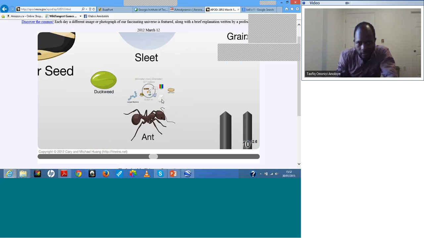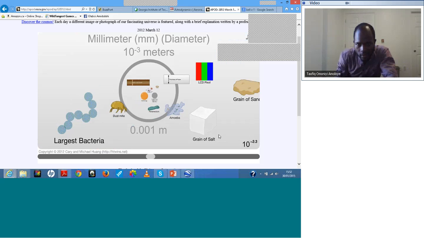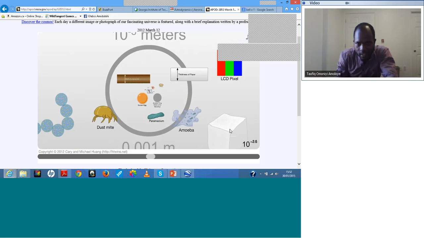Over there is a grain of salt. As you feel, salt is just in powdery form, but if you take just a tiny part of it, a single grain, that's the scale it is on. So there's the scale of an amoeba, a dust mite, and all. We are gradually going into the microscopic scale, and you see the thickness of paper, and how it is in relation to the grain of salt.